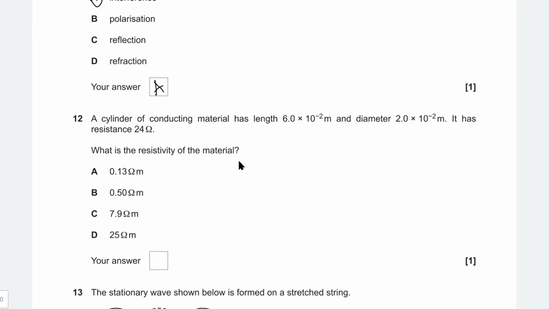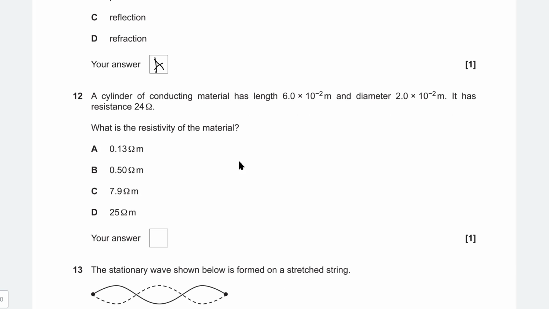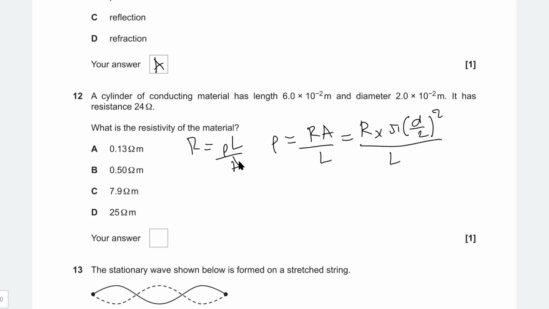Question 12. A cylinder of conducting material has length 6 times 10 to the power of minus 2 and a diameter of 2 times 10 to the power of minus 2. It has a resistance of 24 ohms. What is the resistivity of the material? Remember that R is rho L over A. Therefore, the resistivity is given by RA divided by L, which is R times the area, pi (d over 2) squared, divided by the length.